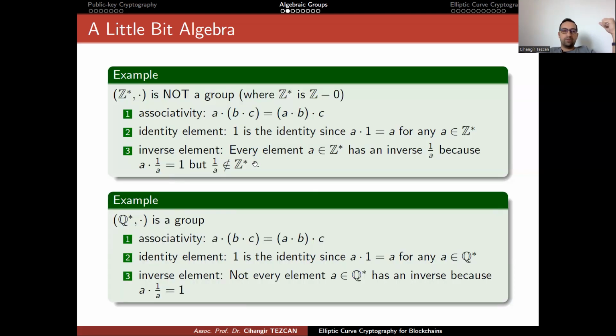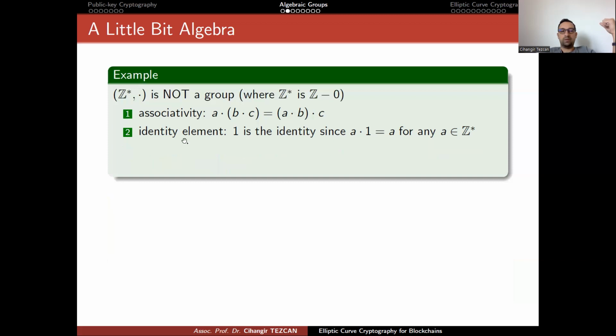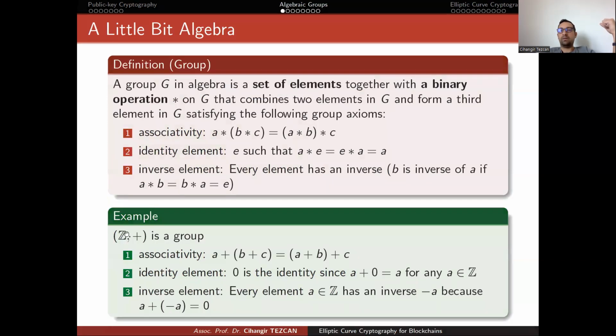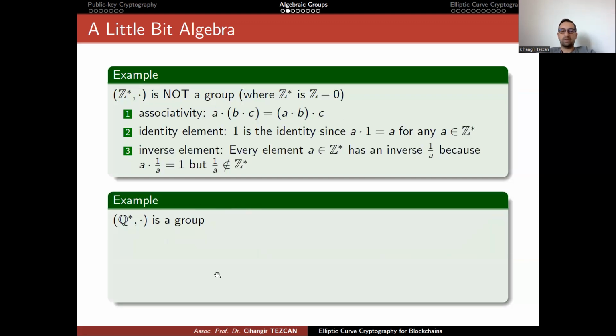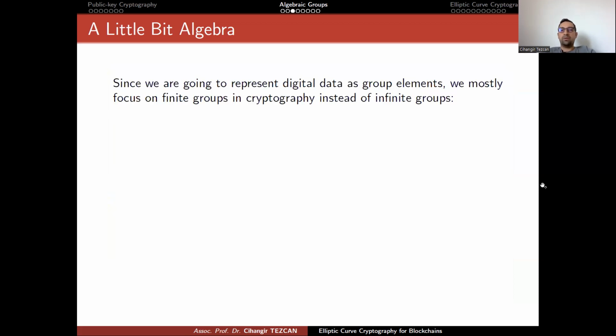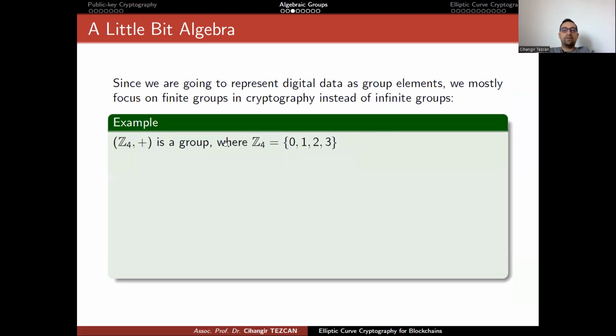But the important thing is as follows. So far, I gave you examples of infinite groups, because here we talk about Z, which has infinitely many elements. Z star also has infinitely many elements, and Q star has infinitely many elements. Since we are going to represent digital data as group elements, we mostly focus on finite groups in cryptography instead of infinite groups, okay? So let's give an example of a finite group. In this respect, I consider Z4 with addition. So Z4 is the set of elements 0, 1, 2, 3.